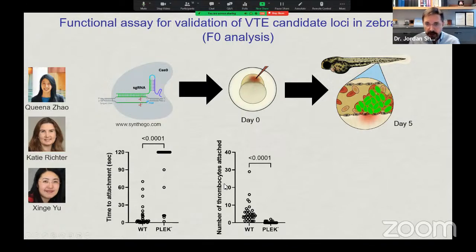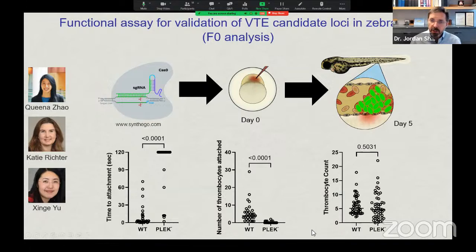Also, we looked at the number of thrombocytes that attached over a 2-minute period. And you can see that in the wild type, it averages about 5, and it ranges from anywhere from 1 to 10 thrombocytes, whereas with PLEC, most of the time, none adhere at all. And then we looked at the number of thrombocytes circulating, and you can see it's equivalent. So it didn't do this by affecting the count of thrombocytes. It has an effect by affecting how well thrombocytes function, how well they aggregate.